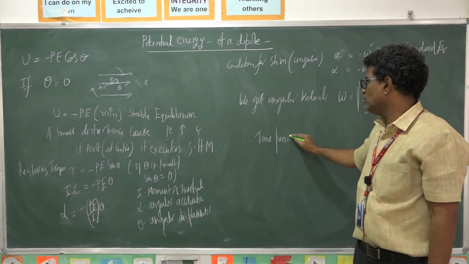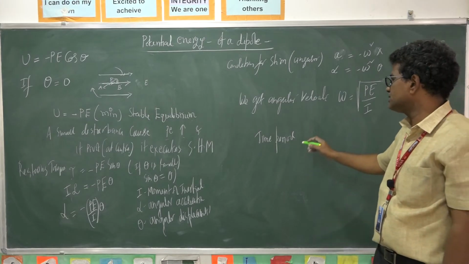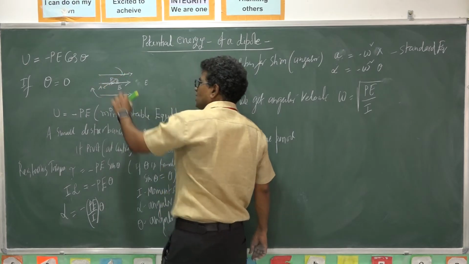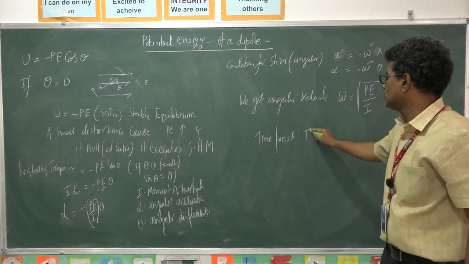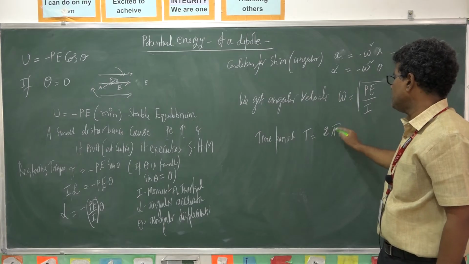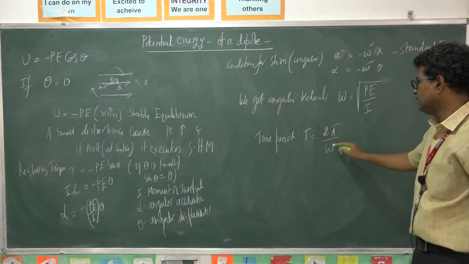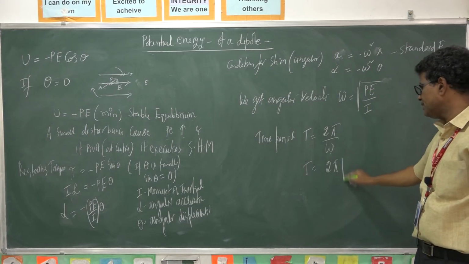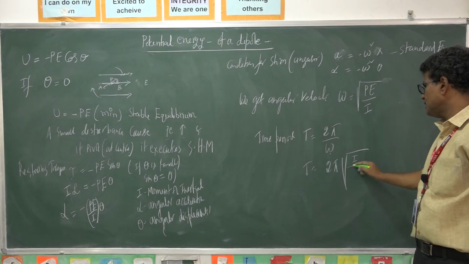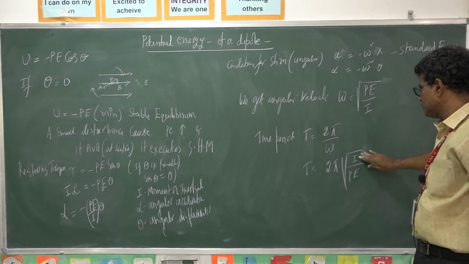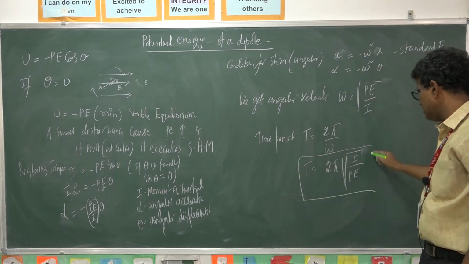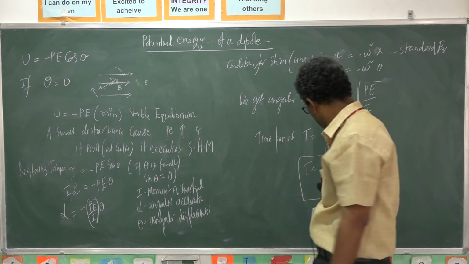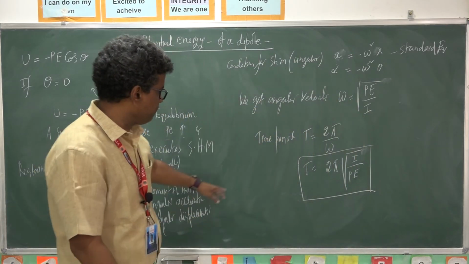What is the time period? Time taken for one oscillation. T is equal to 2 pi by omega. So T is equal to 2 pi, and omega is square root of PE by I, giving square root of I by PE. This is one of the applications for IIT JEE Mains, and in NEET also you may get questions based on this.